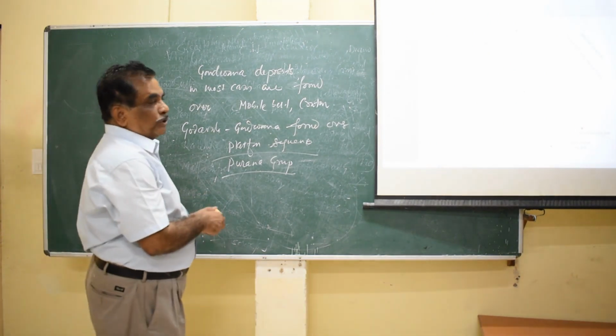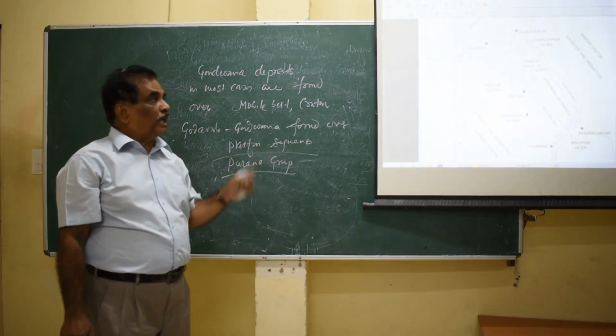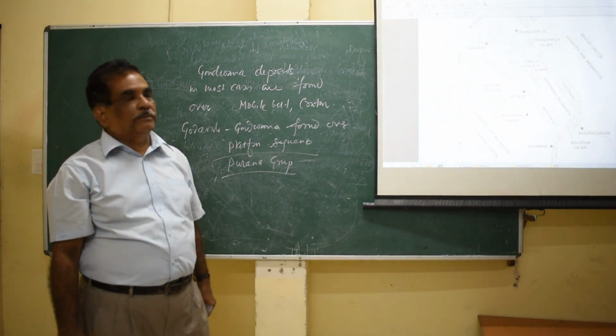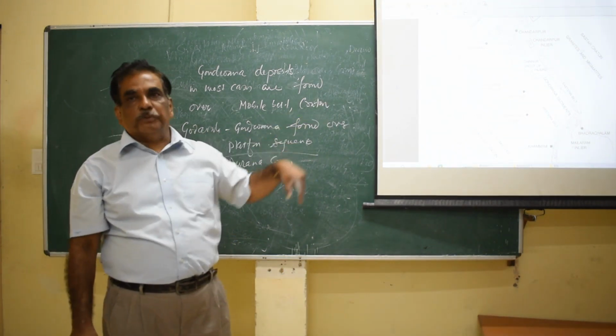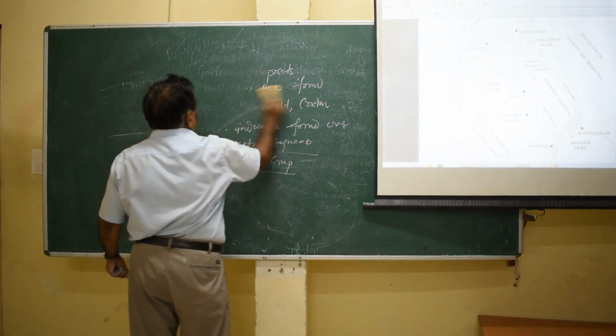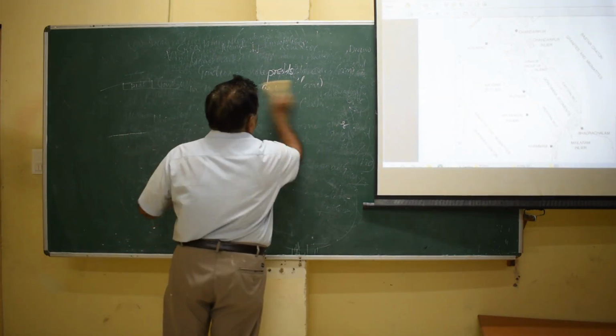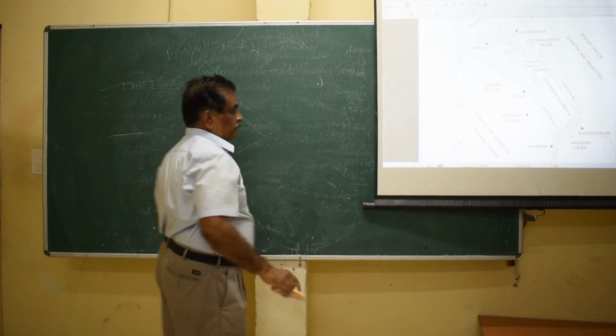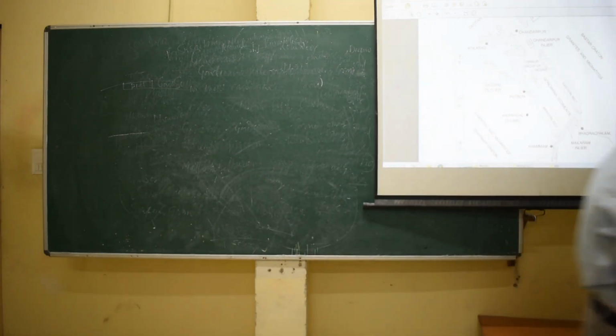Now, I think this is all about the Pranhita Godavari platform. I will show you some of the platform deposits, some of the Purana Group of rocks, and their occurrences. Let us see where they are occurring. Now, let us come to Chhattisgarh.